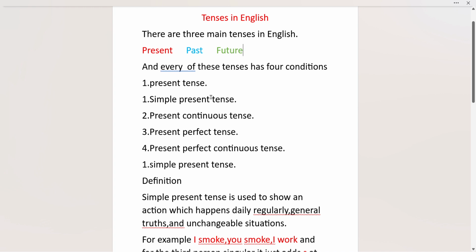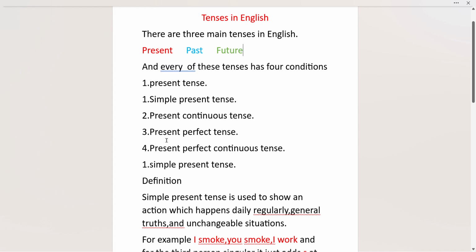Simple present is a tense that shows something that happens every time. The present continuous tense shows an action which happens right now, at the moment. And number three is the present perfect tense. It shows an action which happened at an unspecific time before now. And the present perfect continuous tense shows an action which has been happening and continues up to now. So these are the tenses in the present.